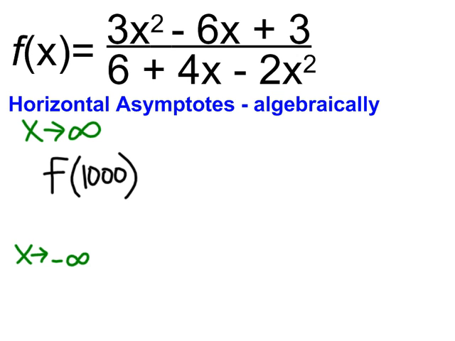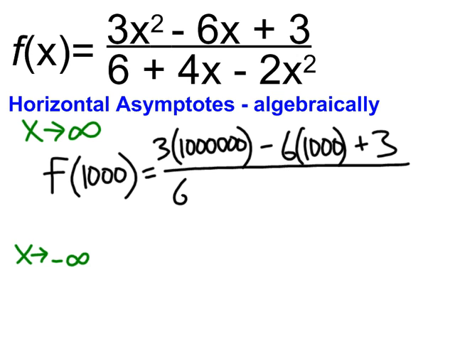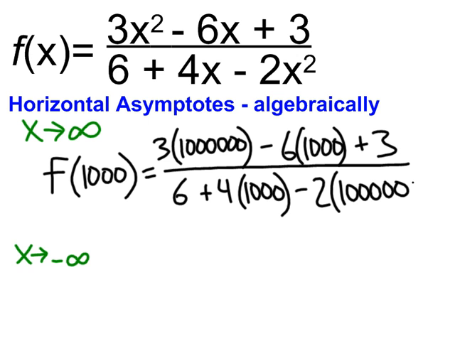Let's say f of 1,000, and that's going to equal 3 times 1,000 squared, which is 1 million, minus 6 times x, in this case 1,000, all over 6 plus 4 times 1,000, minus 2 times 1,000 squared, again 1 million. And I'm not going to break out my calculator at this point. I'm going to use some approximation.